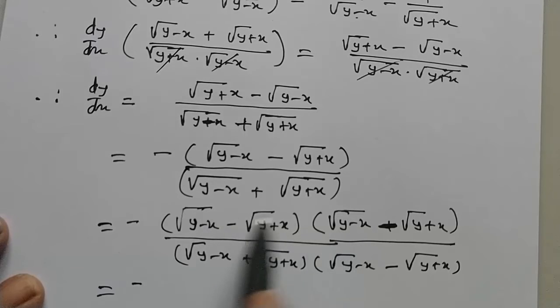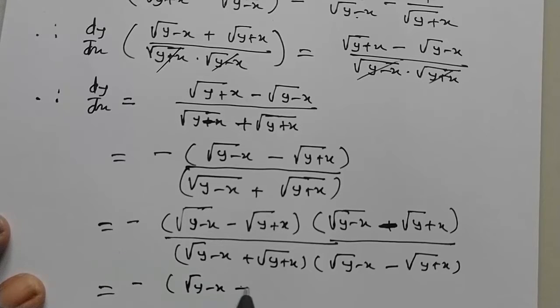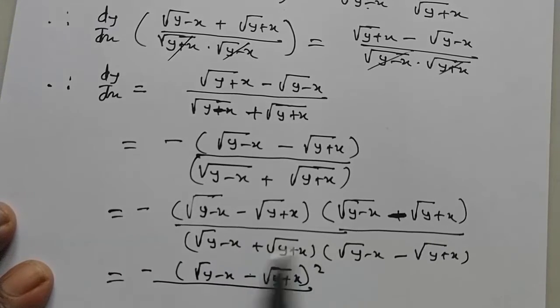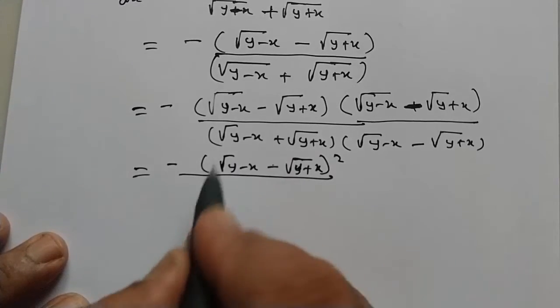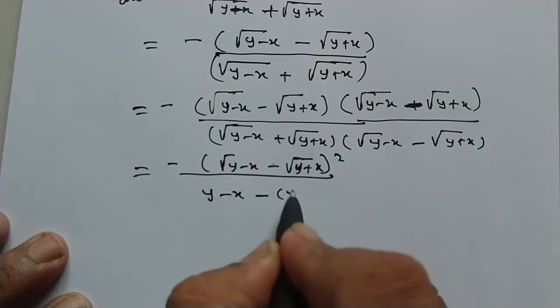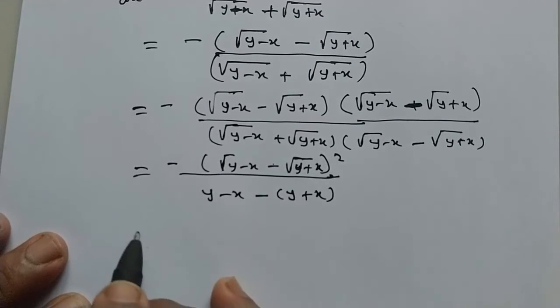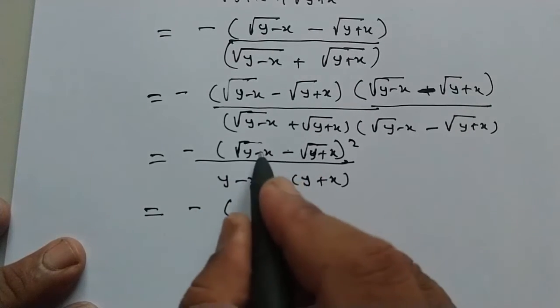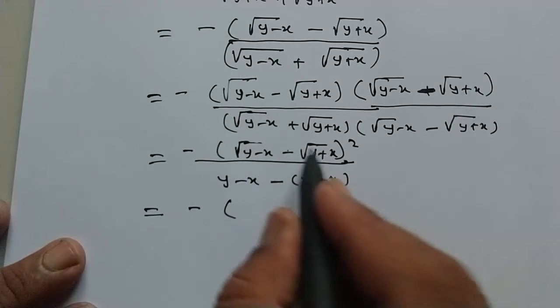Now it is the square quantity: (√(y−x) − √(y+x))² upon the product of (a−b)(a+b), which is a² − b². So this is (y−x) − (y+x). So this is equal to minus the square of this, (a−b)² = a² + b² − 2ab.